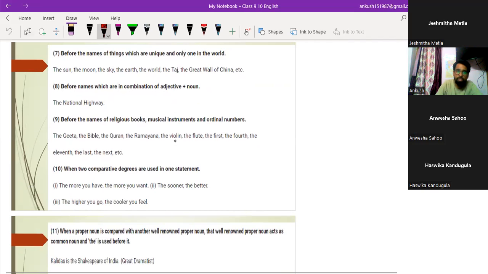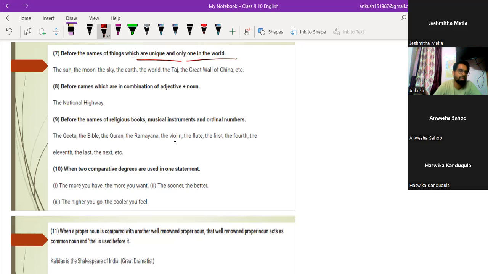Before the names of things which are unique and only one in the world. Just told you. The sun, moon, sky, the galaxy, the earth, world, Taj Mahal, whatever, the Great Wall of China and all. All the seven wonders are in this category. They are unique in the world.